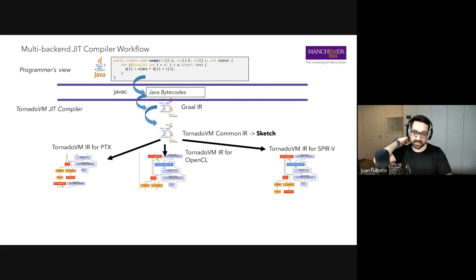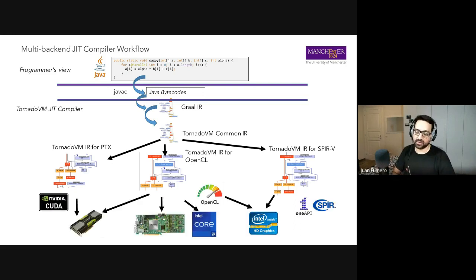Once the code is optimized, it's in the graph form still. We traverse that optimized graph and generate the corresponding code. For example, if we target PTX, we generate PTX assembly code. If we are targeting SPV, we generate the binary for SPV, and so on.